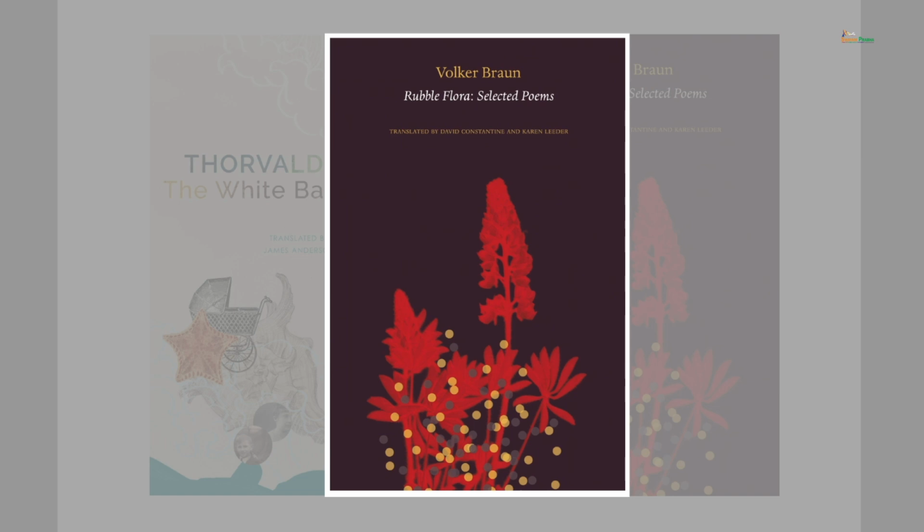The second one has even fewer colors. It has brown as the base. It's a book of beautiful poems by a German poet called Volker Braun. The book is called Rubble Flora Selected Poems. I did the flowers first, flowers growing in the rubble. You can see the bits and pieces of rubble in the yellow and the grey dots at the base of the flowers. And I have used the colors of the visual in the text.